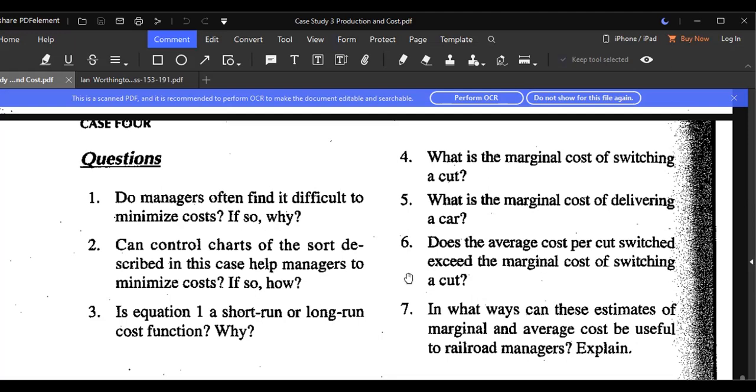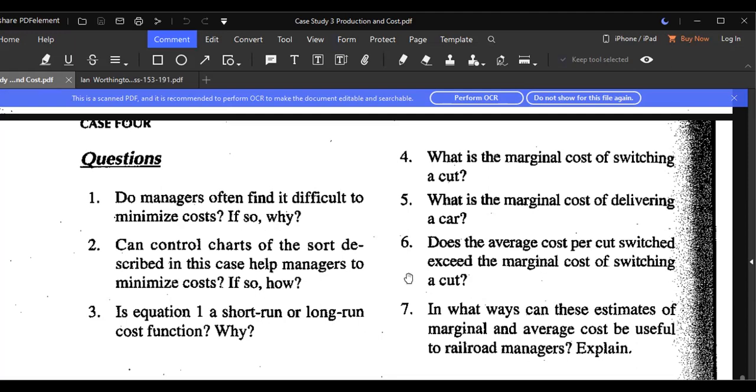And why? By seeing that, you can see the long run and short run. How do you define that? Short run means at least one factor is in fixed supply; long run means all the factors are variable. If I look at that, you can ask what is the marginal cost of switching a car, especially in the railway business. The marginal cost concept we use practically, in the hotel business we heavily use marginal cost. And what is the marginal cost of delivering a car in a railway business, and does the average cost per car switch exceed the marginal cost of switching a car?